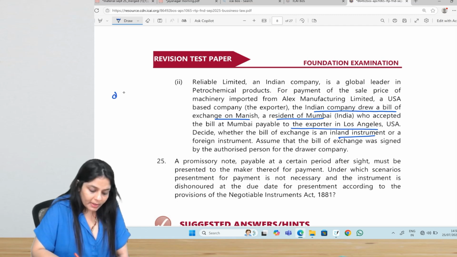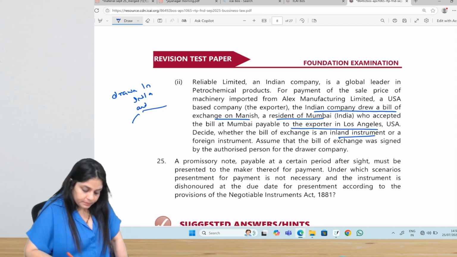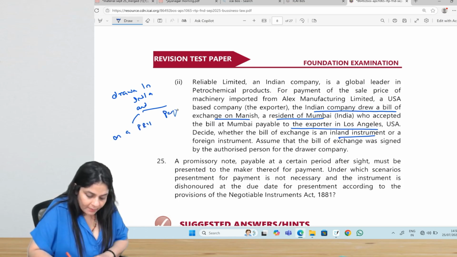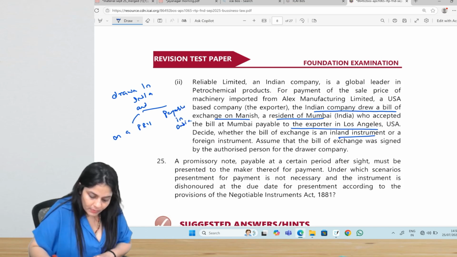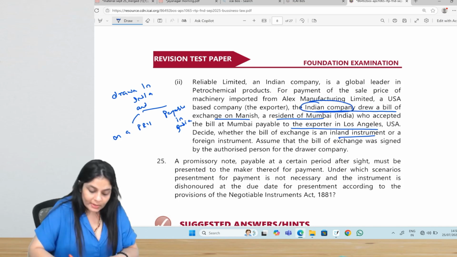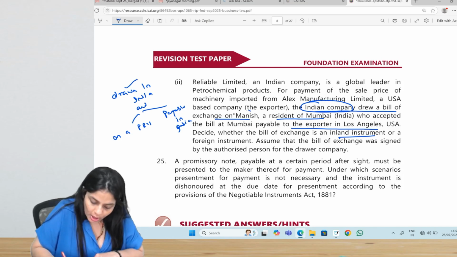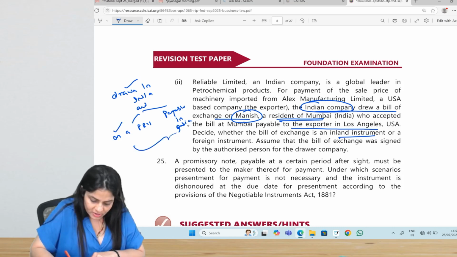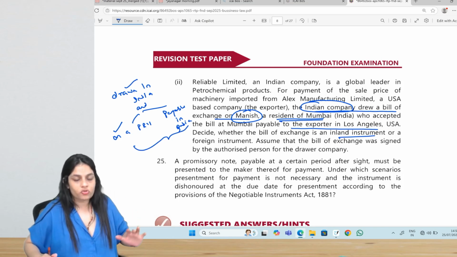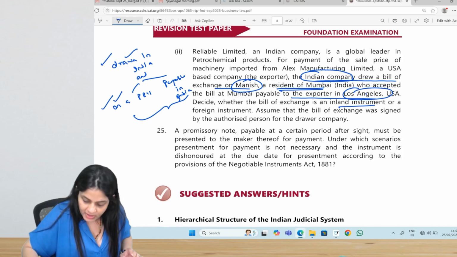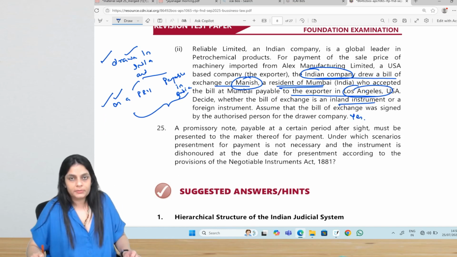You are an inland instrument if you are drawn in India and you are either drawn on a person resident in India, or you are drawn payable in India. Here, since the instrument was drawn by an Indian company, it is drawn in India. Yes. It is drawn on Manish, a person resident of Mumbai. So it's drawn on a person resident in India. Out of these two, any one is enough to make it an inland instrument. Even though it was payable in US, it was drawn in India on a person resident in India. So yes, it is an inland instrument.